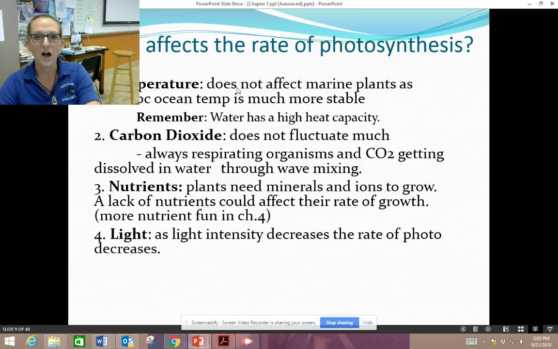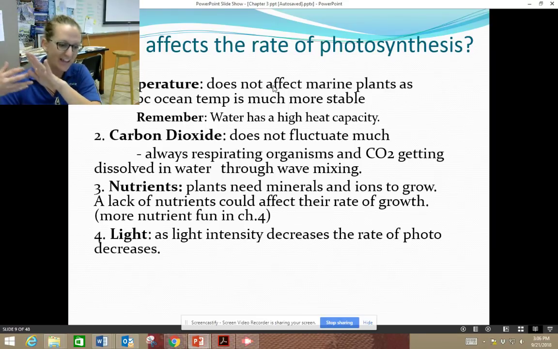Temperature. It doesn't affect marine plants as much because our oceanic temperature is much more stable. It has a higher heat capacity. Remember that from middle school integrated science, biology. That means water is really good at holding its temperature. So even when it dips down to like 70 degrees here in November, the ocean will still be pretty warm.